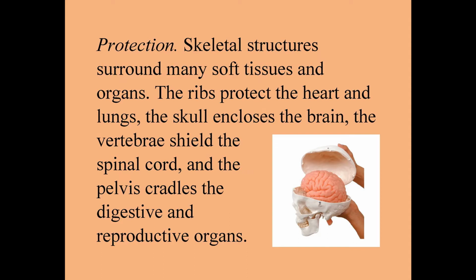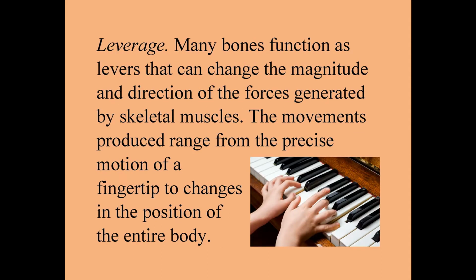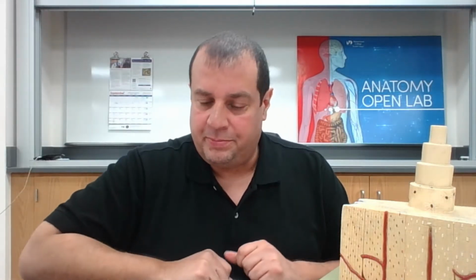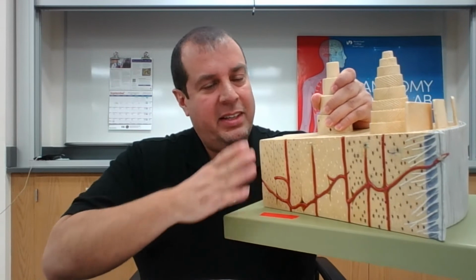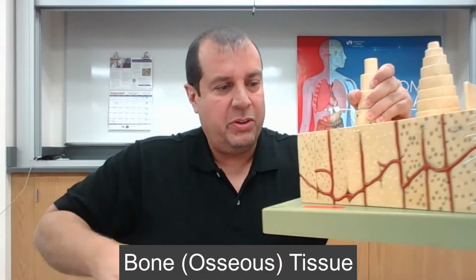Number 5, leverage. Many bones function as levers that can change the magnitude and direction of the forces generated by skeletal muscles. The movements produced range from the precise motion of a fingertip to changes in the position of the entire human body. Okay? For the bone here, you're going to go there. So they act like little levers. Okay, so I just wanted to give you a little background on the importance of the bones. And the tissue that does that for us is the bone tissue. Okay, so that would be this model here.